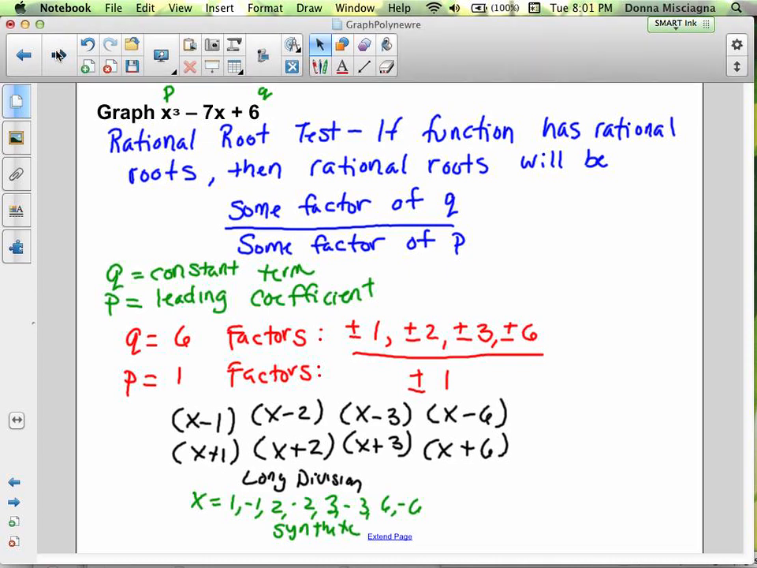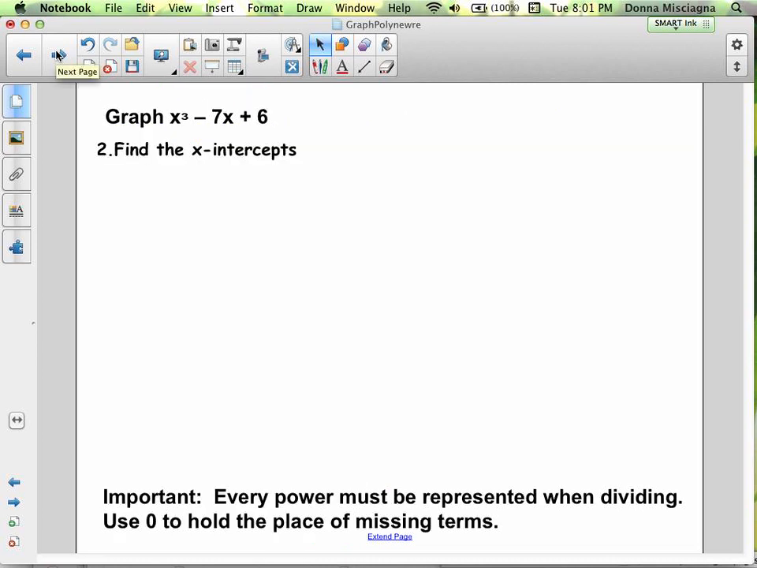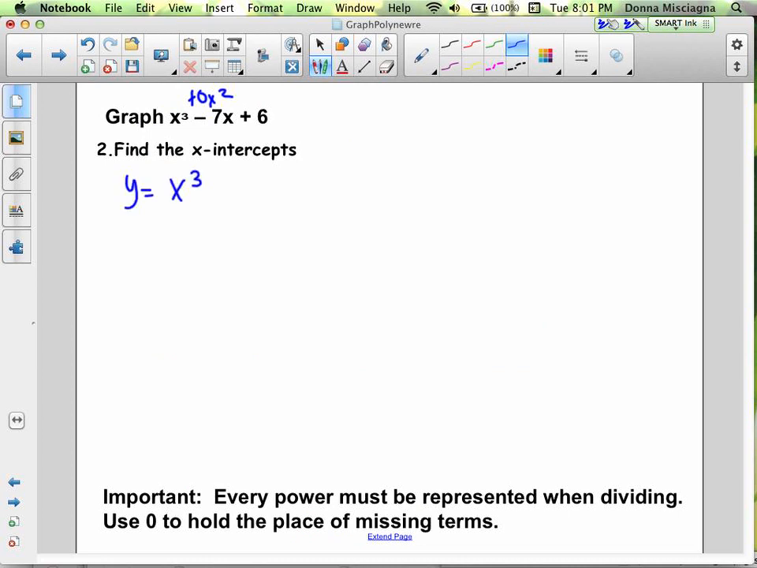All right, on the next page, let's do some division. I think you have all of that on yours. So we're going to use 0 to hold the place of missing terms. We're missing the x squared. So I'm going to write that because this really should be an equation. Y equals x cubed plus 0x squared. It really doesn't matter if it's 0. And then minus 7x plus 6. So for synthetic, we represent the coefficients 1, 0, negative 7, 6.